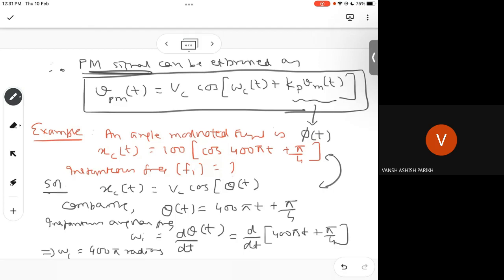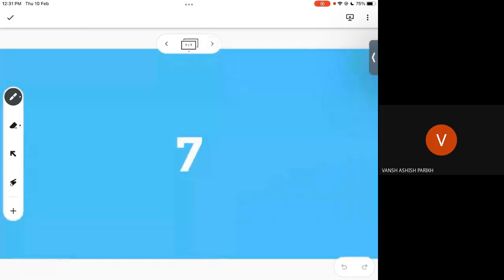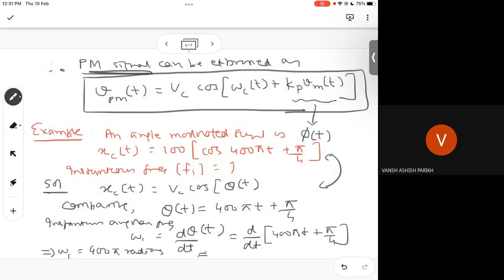There is no problem with the unit here. Your 2 pi fi is equal to 400 pi, which means your fi is equal to 200 Hz. So there is no problem with the unit. We got the answer in Hz. So your angular modulated signal is given by theta t, that means cos 400 pi t plus pi by 4 is my theta t. I have to find the instantaneous angular frequency or instantaneous frequency, which is 2 pi fi. So just take that d by dt, and you see that there is no problem with the unit.